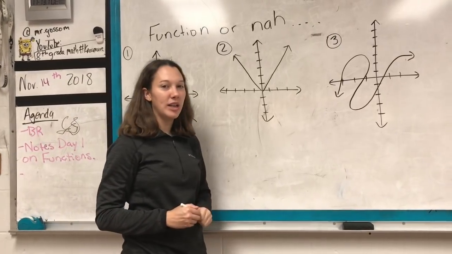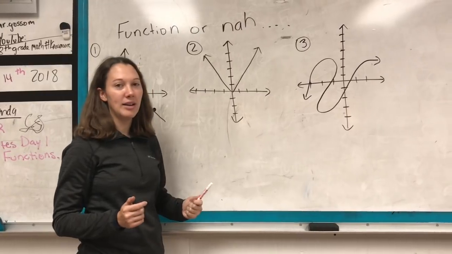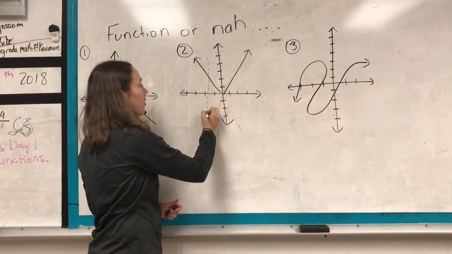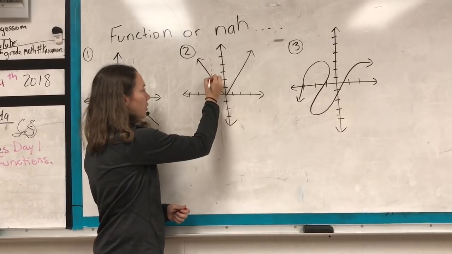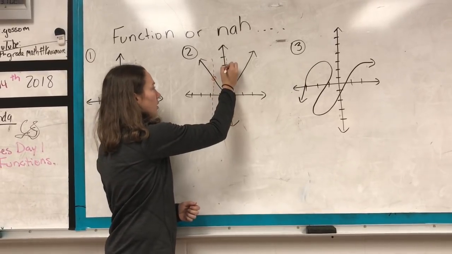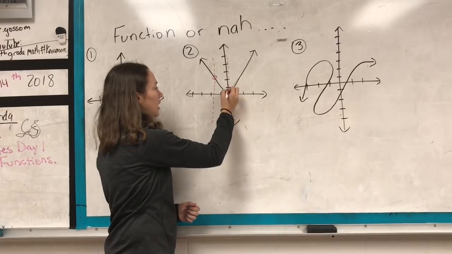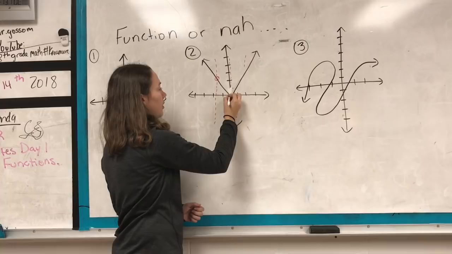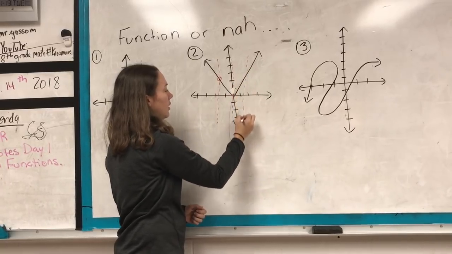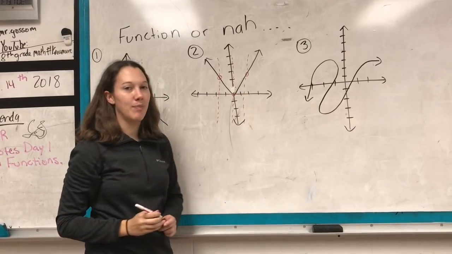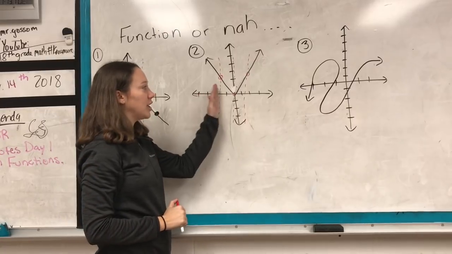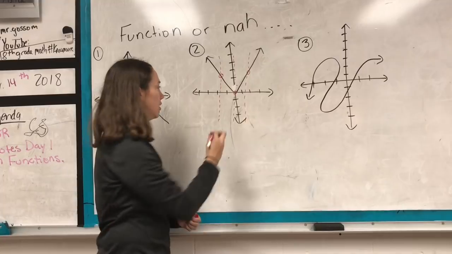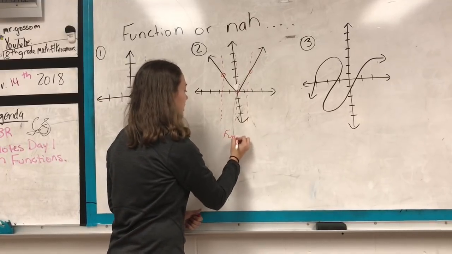Our second example, we're just going to draw a vertical line to see if it touches. I'm going to draw several vertical lines throughout my graph. In this case, it touches 1 time. I'll draw another one here, it touches 1 time, and I'll draw another one over here, and it touches one time. As long as every possible vertical line that you draw only touches one time, it is a function. So number 2 is a function.